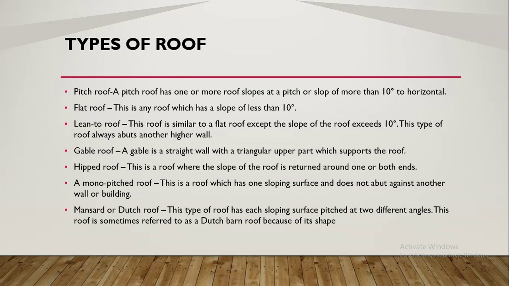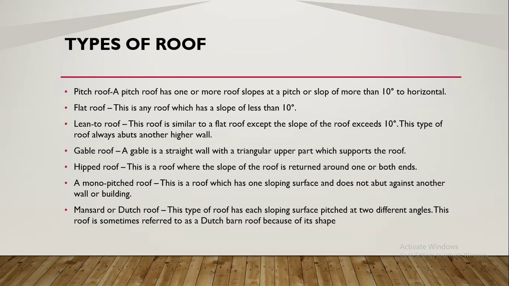Then the other one is flat roof. This is any roof which has a slope less than 10 degrees. So that is the difference between pitch roof and flat roof. Then another one is called lean-to roof. This roof is similar to a flat roof except the slope of the roof exceeds 10 degrees.